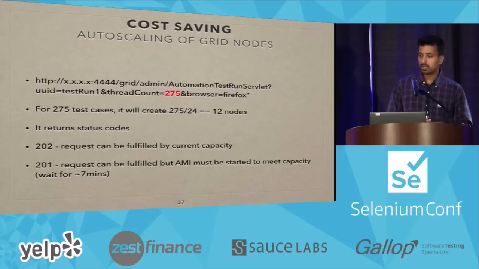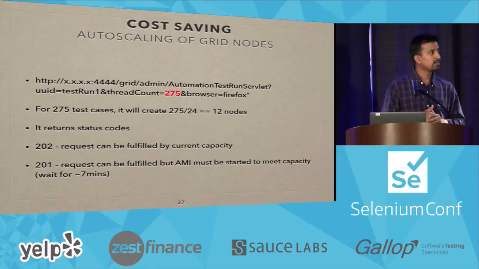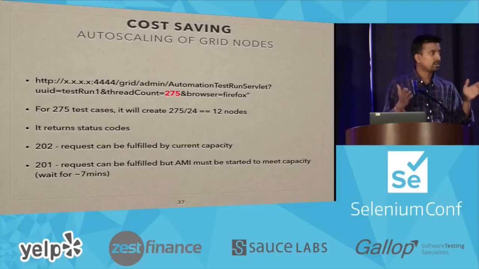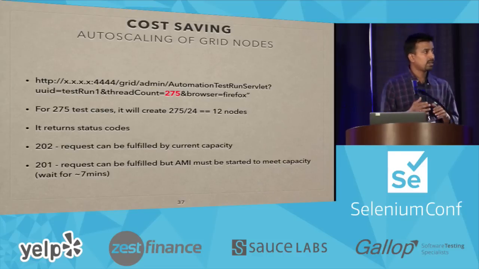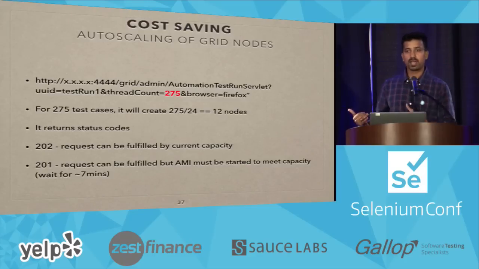This is how it does it. Before every Jenkins job, you request this URL and say, hey, I want to run this many tests. And you won't have any nodes before that. What it does is divide that number by 24, which is the maximum number of Firefox you can run on a node. And it will say, okay, you need 12 nodes to run this test, and it will check if it already has the capacity.